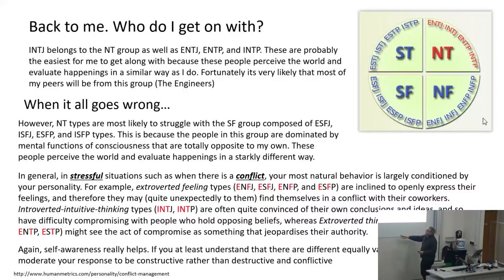So in general, in stressful situations, such as when there is a conflict, your most natural behaviour is largely conditioned by your personality. So for example, extroverted feeling types, these ones, are inclined to openly express their feelings, and therefore they may, quite unexpectedly to them, find themselves in a conflict with their co-workers who are a bit more introverted.